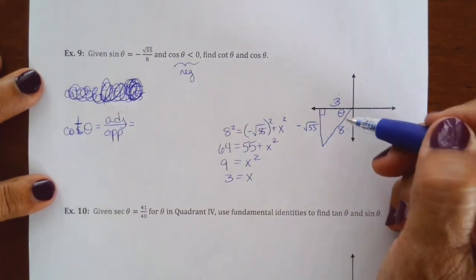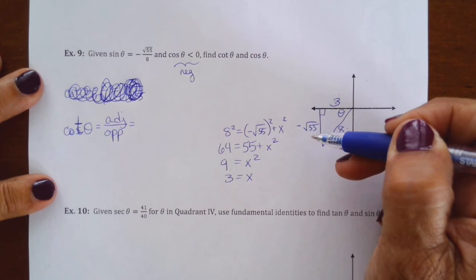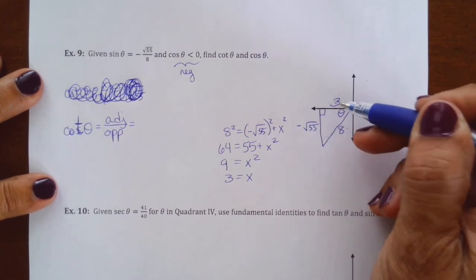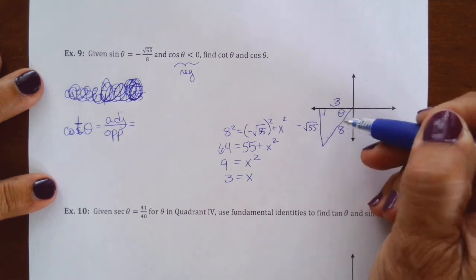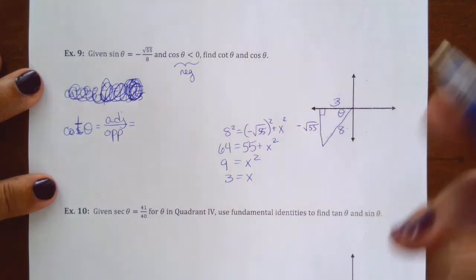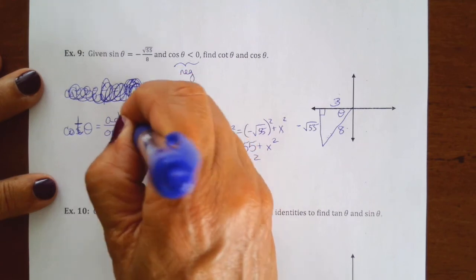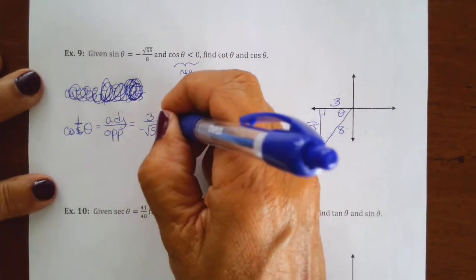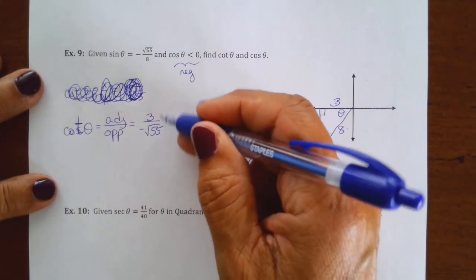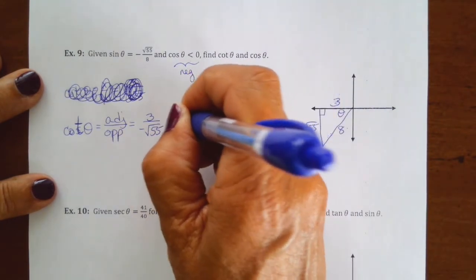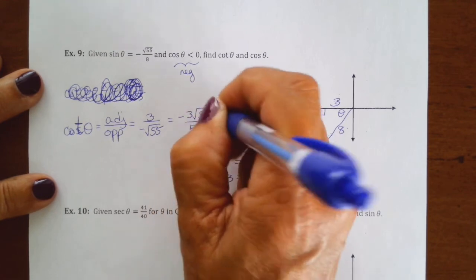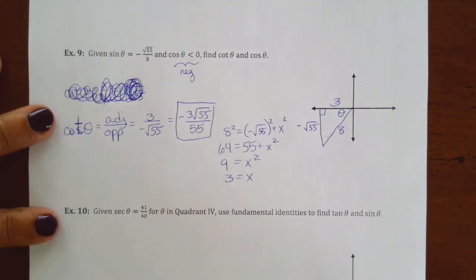So we need to do the adjacent side, which is 3. And the opposite side of theta is negative square root of 55. So we're going to do 3 over negative square root of 55. I know it came out the same, but not all of them will, so you've got to be careful with these. Now we can rationalize that, multiply the top and the bottom by the square root of 55. So we're going to end up with negative 3 square root of 55 over 55. Remember, you have to rationalize these. Don't leave radicals in the bottom.